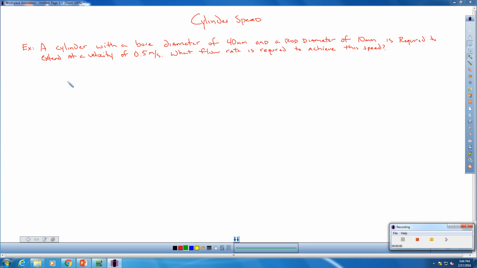Alright, we're going to look at cylinder speed here. Our example is a cylinder with a bore diameter of 40 millimeters and a rod diameter of 10 millimeters is required to extend at a velocity of 0.5 meters per second. What's the flow rate required to achieve this speed? Okay, so let's take a look.